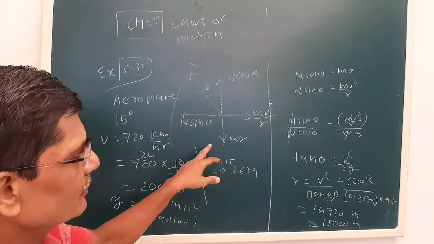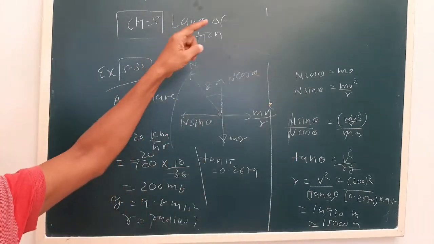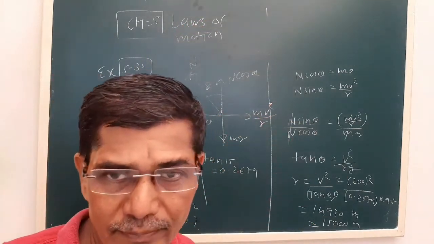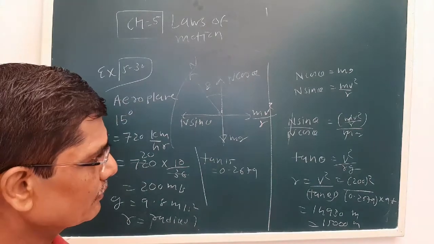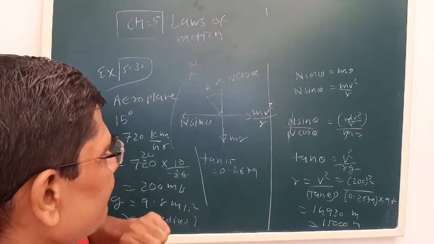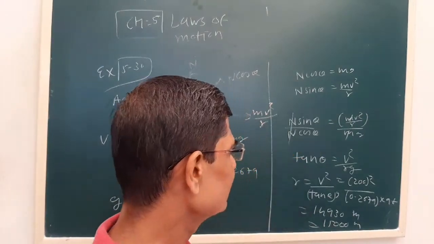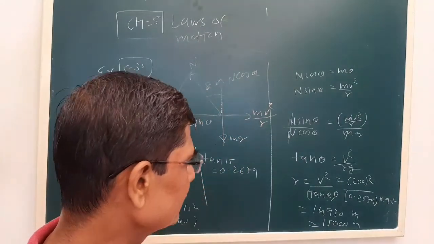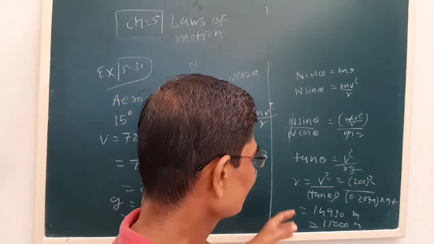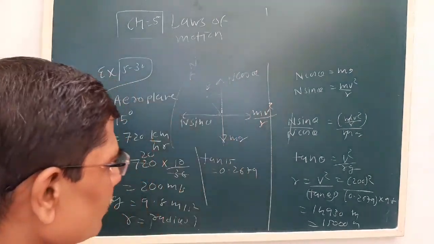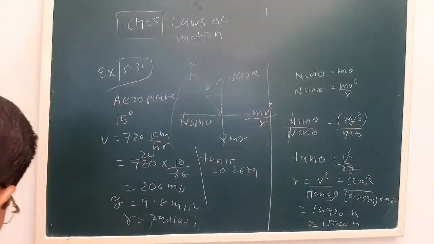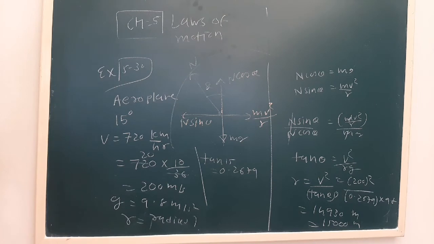Now weight is mg. Again it is motion on a circular path, so the centripetal force will always be there, that is mv square by r. We equate N cos theta is mg, N sin theta is mv square by r. By that we get the relation tan theta is v square by rg. So we can get the value of r, the radius, as 15,000 meters. So this is about exercise number 5.30.